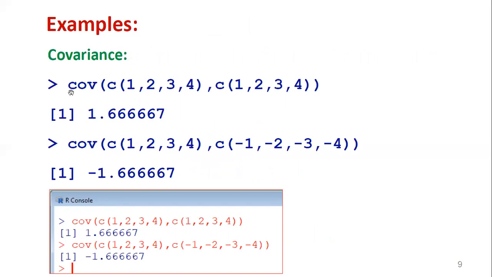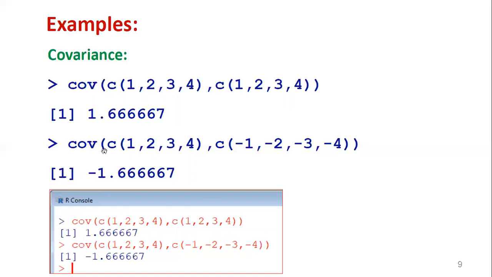Now coming to examples, we will see one by one. First, find out the covariance of two data vectors. So the vectors can be provided by using C. C of 1, 2, 3, 4 is one vector, comma C of 1, 2, 3, 4. Again, the same vector is repeated. The covariance between these two vectors is 1.66. So manually you can calculate using the formula.